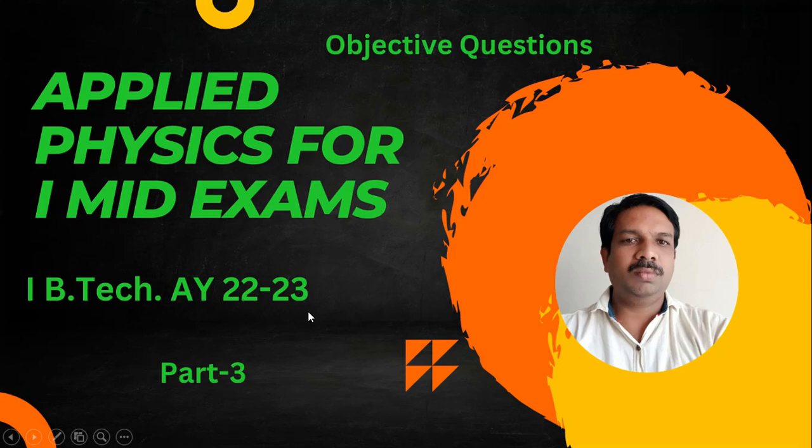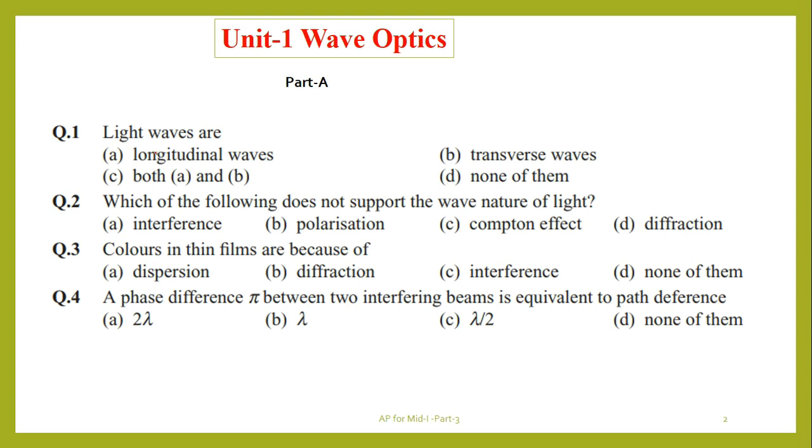The first part related to the exam pattern, theory as well as practicals and important questions related to theory. The second part deals with Viva questions related to practical exams. This third part deals with the objective questions for the theory paper, and the objective questions will be for 10 marks in the exam. So question number 1: light waves are longitudinal wave, transverse wave, both A and B, and none of them.